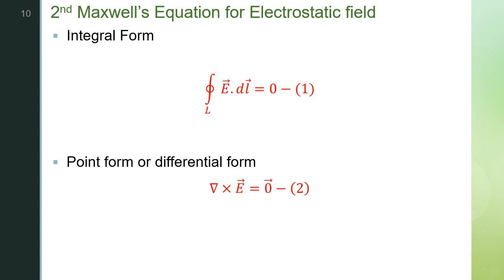Therefore, the second Maxwell's equation in integral form is given by closed integral E dot dl as 0, and the point form or differential form is given by del cross E equal to 0. According to the second Maxwell's equation, the work done in moving a charge over a closed path is always equal to 0.